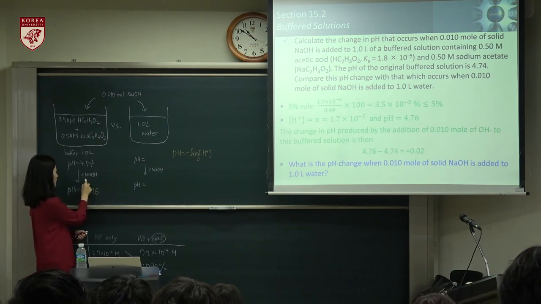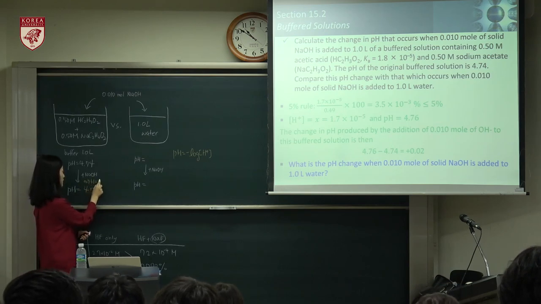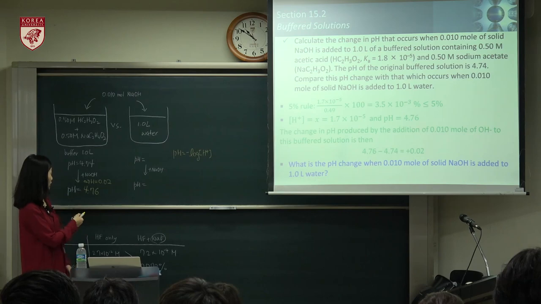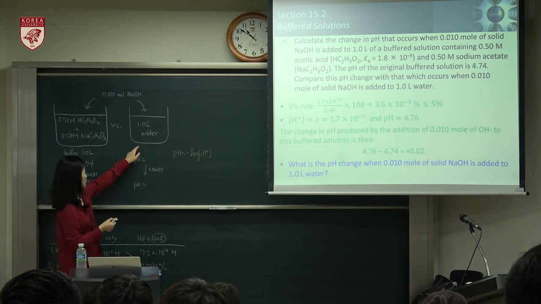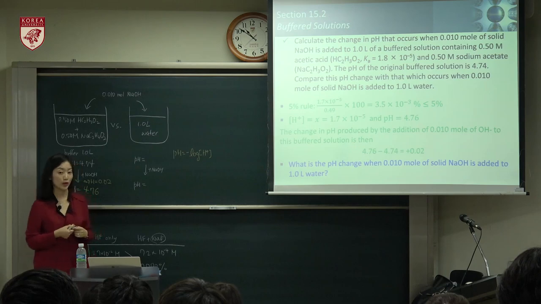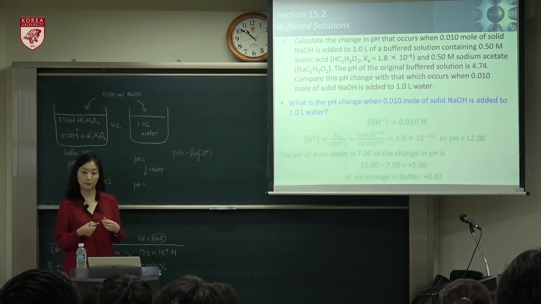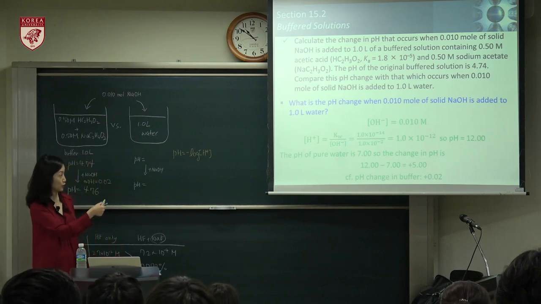And the change in pH then is 0.02, okay? Let's compare this value with the value that we get with the addition of 0.010 mole of solid NaOH to 1 liter of pure water, okay? So this is a simple strong base calculation, so we know how to do this.